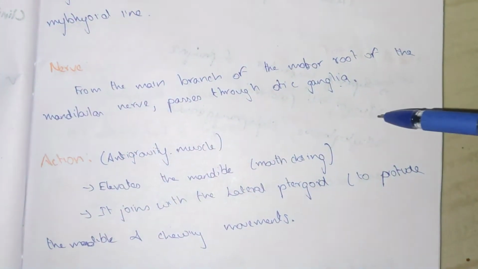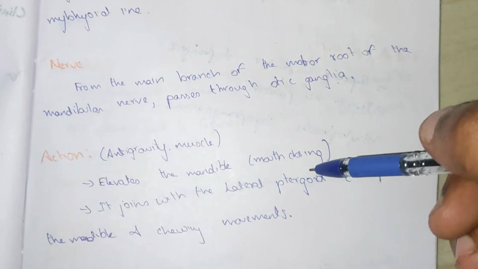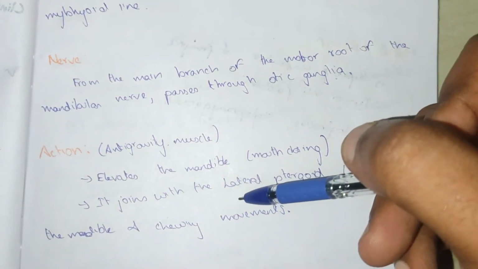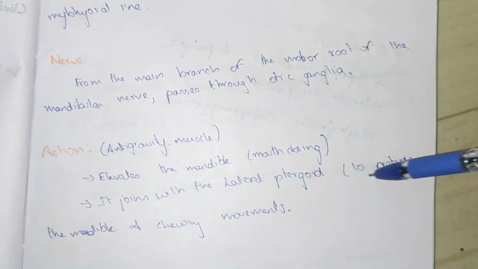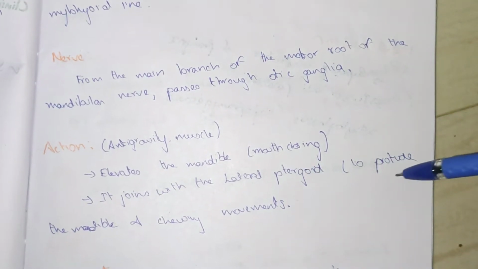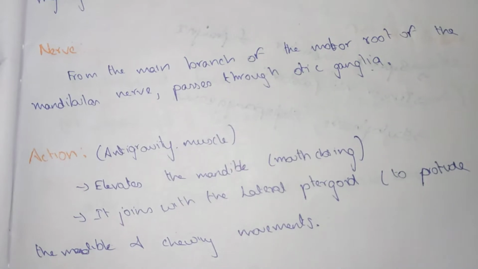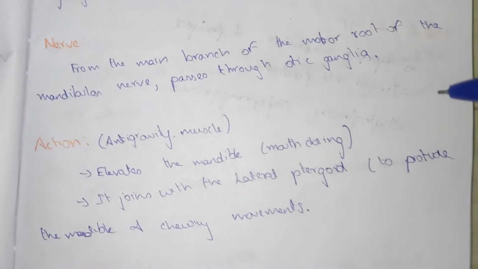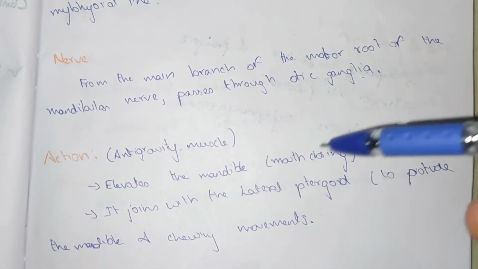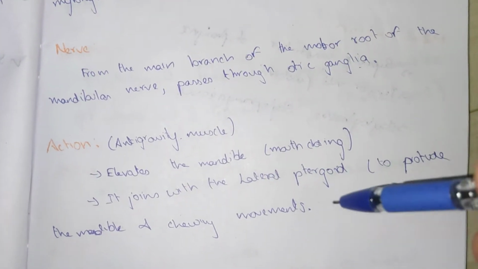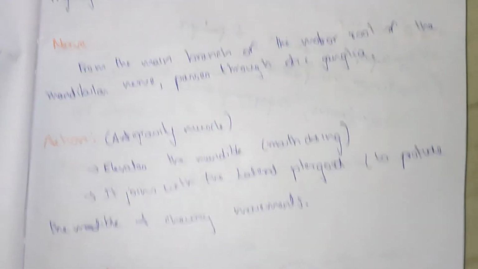Action: it is an anti-gravity muscle that elevates the mandible, closing the mouth, and it joins with the lateral pterygoid to protrude the mandible. It is used in chewing movements. For chewing movement as well as to protrude the mandible, the medial pterygoid joins with the lateral pterygoid, and it is an anti-gravity muscle.